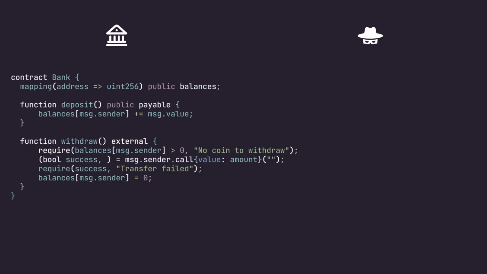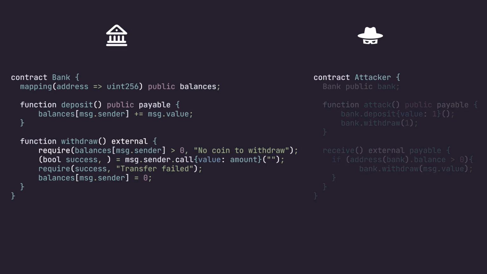On the other side, we have an attacker contract. The attack function will just deposit and withdraw the same amount of coins, but it also has a receive function that will be called each time somebody deposits some ETH in this contract. Its only action is to withdraw from the bank. Do you start to understand how it works?